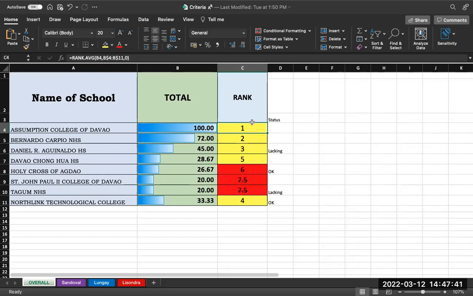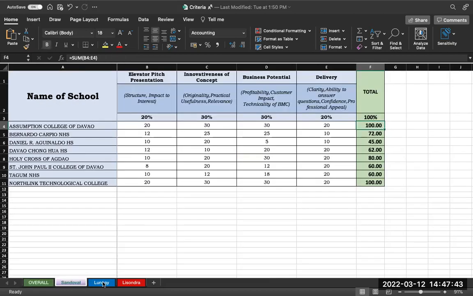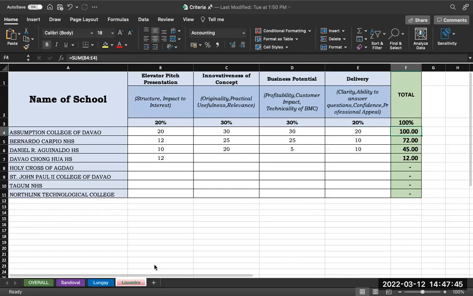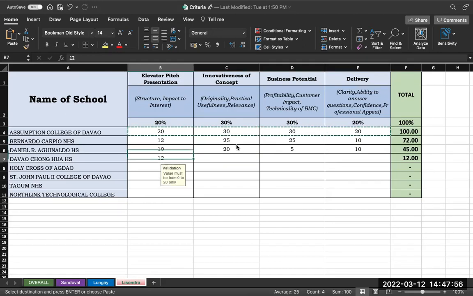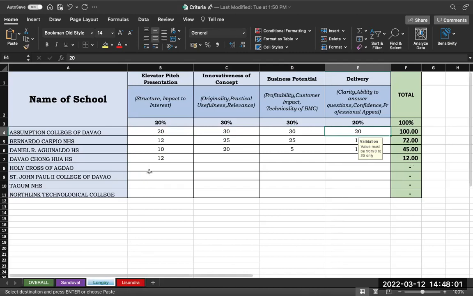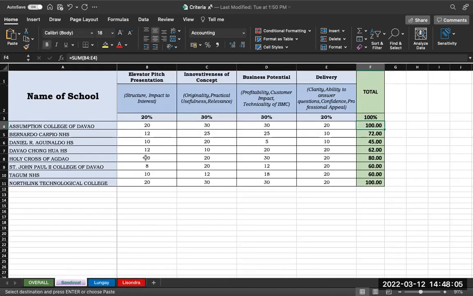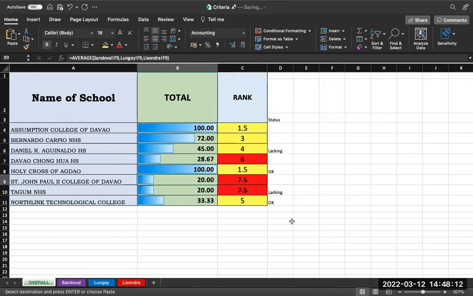Ayan. So since you've already shown how these teams are being graded, and it seems like tama naman, no? For sure. So let's try. Let's copy paste this one. Copy paste lang natin. Let's say Holy Cross of Agdao. So Holy Cross of Agdao, just to see if the formula is working properly. So Holy Cross of Agdao is now okay.